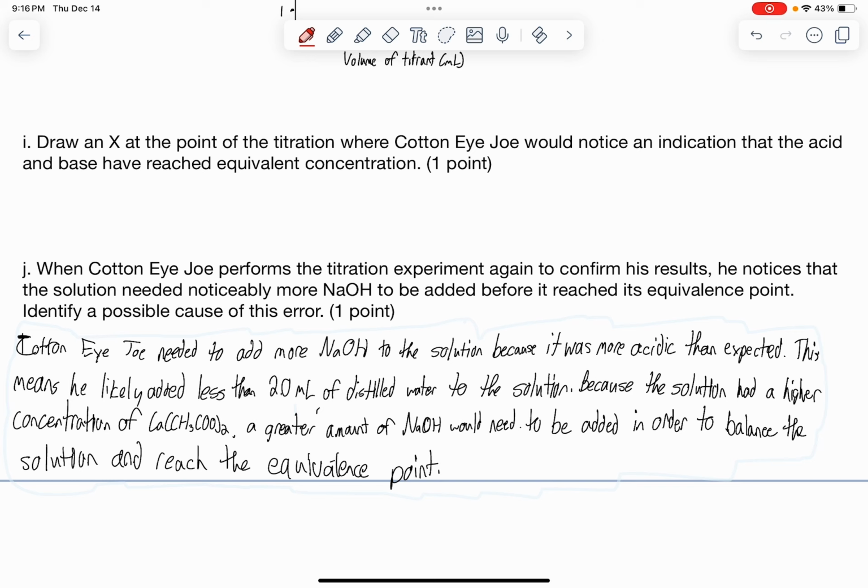This likely means that he added too little distilled water to the solution, less than the 2 milliliters that he used in the experimental procedure and in the first trial. Because the solution had a higher concentration of the acid, a greater amount of the base would need to be added in order to balance the solution and reach the equivalence point. So his error is that he added less distilled water, so the solution was less diluted than it was in the first trial, which is why there's this discrepancy between the two.